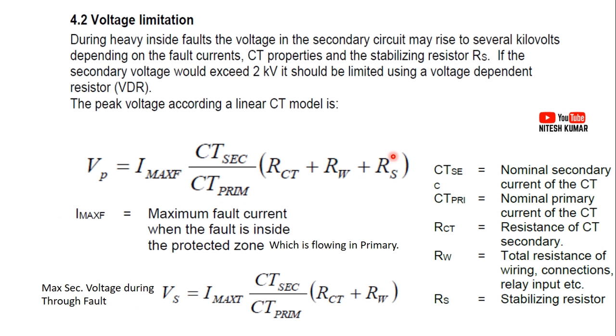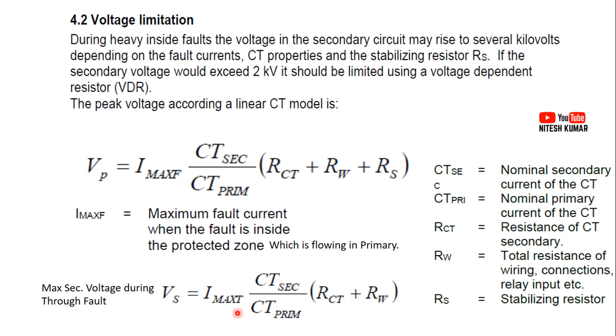Next, come to the point. Another thing is what will be the maximum secondary voltage during through fault. You can find out the peak voltage of the CT secondary where the fault occurs inside the restricted area, but when the fault occurs outside your restricted area, what will be the maximum secondary voltage? Using this formula you can find it out. The formula will be the same, but here you have to write the maximum through fault, T for through fault.